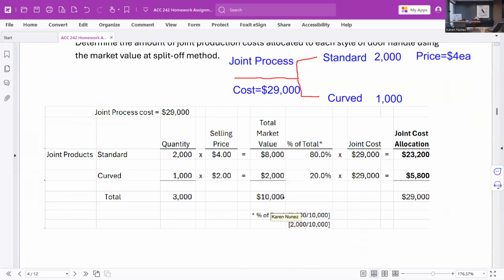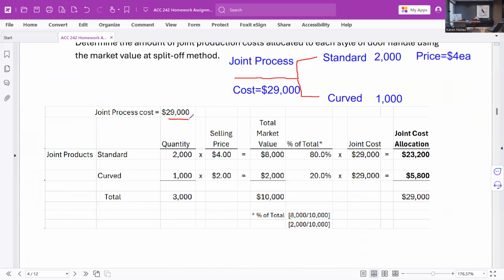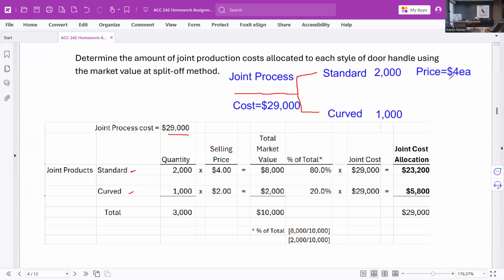So again, looking at this nice little picture here, we've got a joint cost of $29,000. We've got two products that are generated in this joint process, the standard and the curved, the quantities, the 2,000, the 1,000, and the selling price, the $4 and the $2. So the quantity times the price gives us the total market value. That's what we're going to use to base our allocation on.